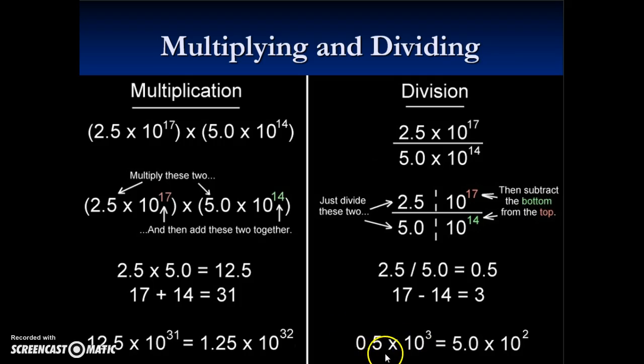But again, this coefficient is not in standard form. It's got to be between 1 and 10. And so to do that, you have to move the decimal over, but when you move the decimal, it changes the power of 10 from 10 to the third to 10 to the second.